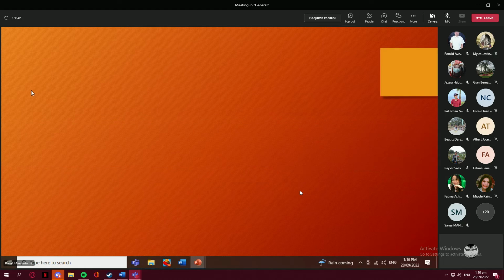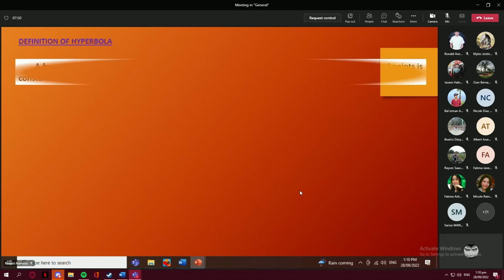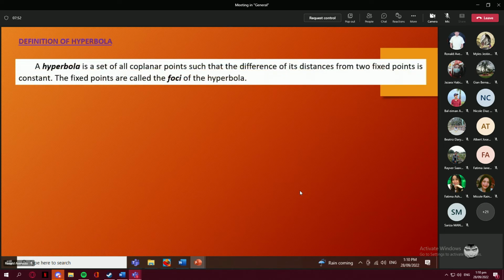Hyperbola. Definition of hyperbola. A hyperbola is a set of all coplanar points such that the difference of its distances from two fixed points is constant. The fixed points are called the foci of the hyperbola.